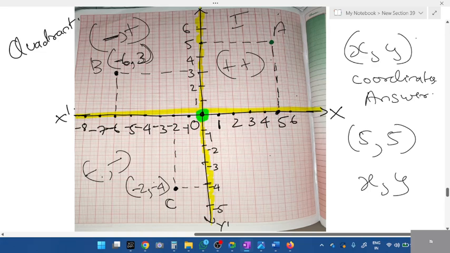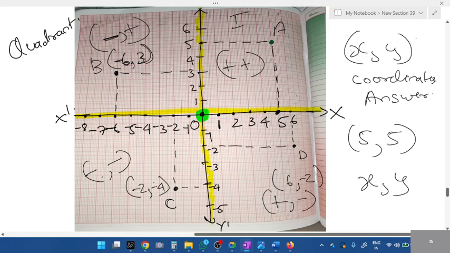Next, fourth quadrant. What's the answer for this point D? First connect with x-axis, point D. Where does it touch? Positive 6, minus y-axis, minus 2 is the answer. What's the value here? Which is positive, which is negative? Respond. X-axis is positive and y is negative.